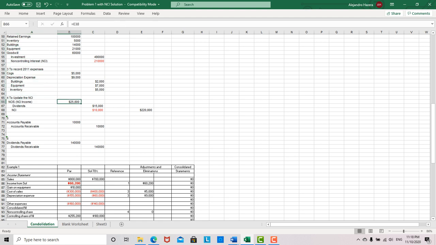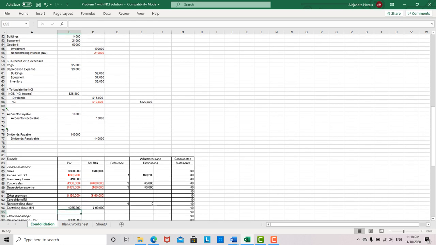Non-controlling interest income, NCI income. I call it NCIS. You can call it NCII. Like non-controlling interest income statement or income, it doesn't matter. Notice it's a debit for $25,800. Okay, and what I'm going to do is, this is entry 4. I'm going to put it right here. And notice that I'm going to put it, your consolidated net income. And you've got to take out the part that's not yours. And we treat it like an expense because it's not yours. So that's kind of like an expense. So that's why we're debiting it.